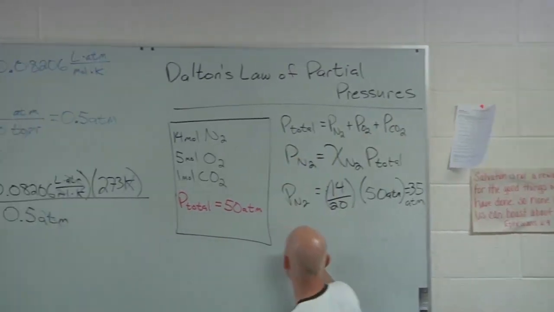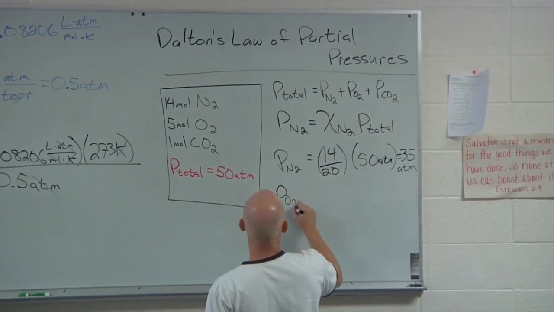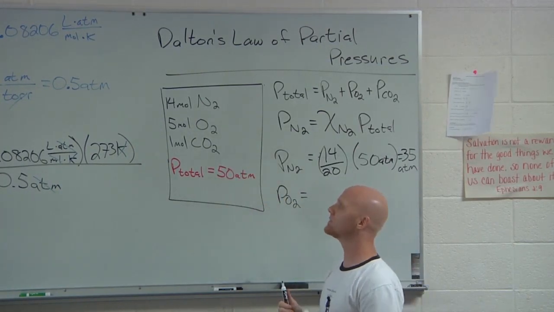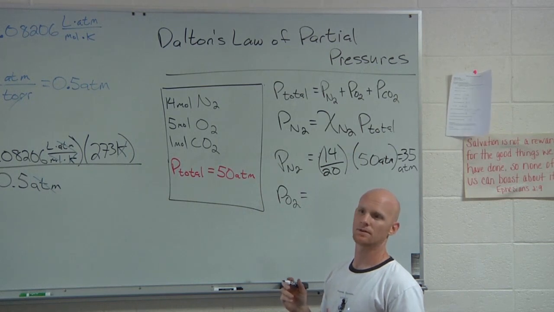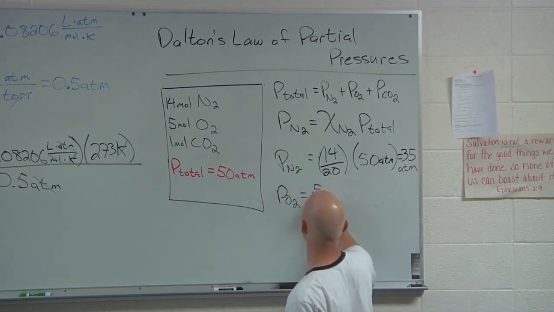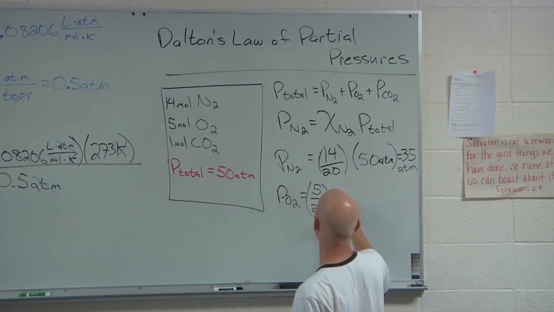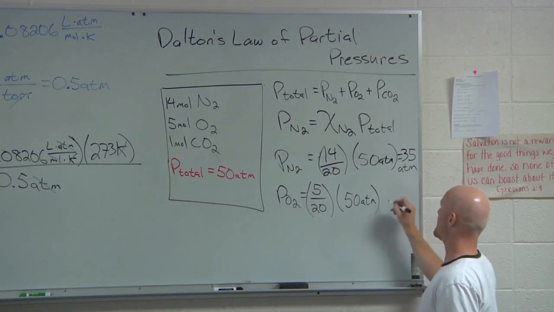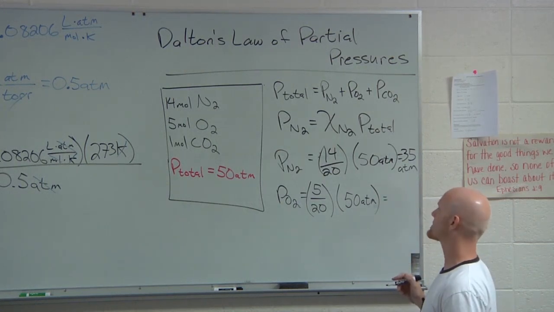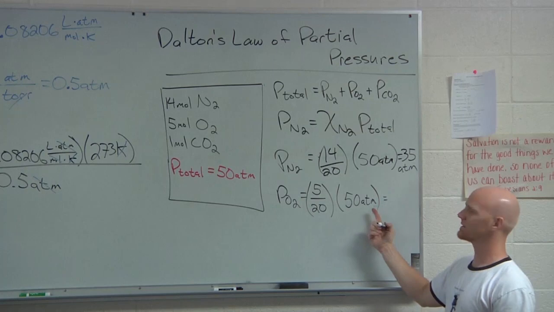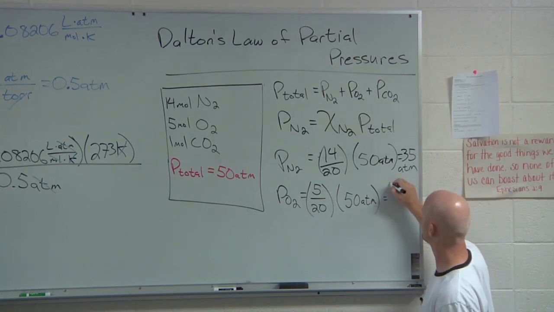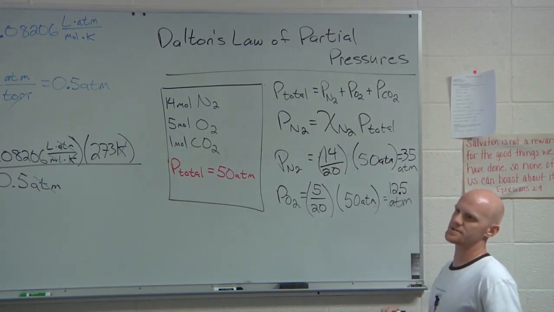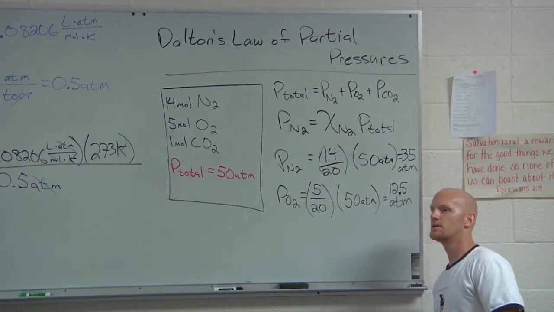Okay, so we can do the same thing for O2 and CO2. Partial pressure of O2, well, what fraction of the moles are O2? 5 out of 20, and you can reduce that down if you want to. I kind of like mindlessly just putting 5 out of 20 times the total pressure of 50 atmospheres, and that gets me, well, again, 5 out of 20 is 1/4. What's 1/4 of 50? 12.5 atmospheres.